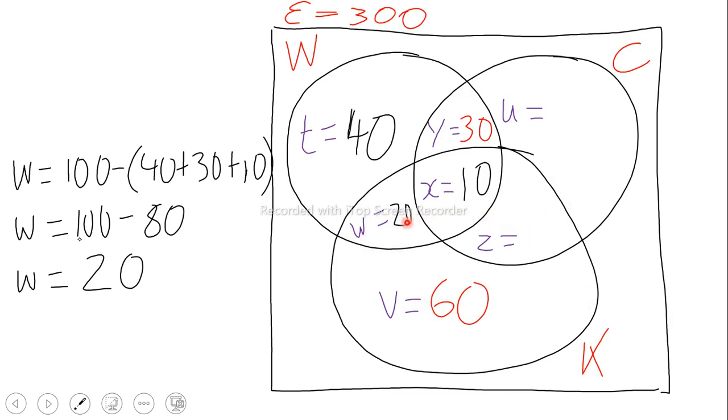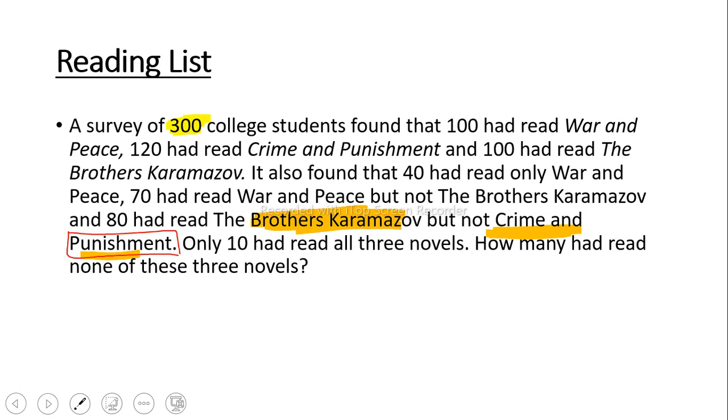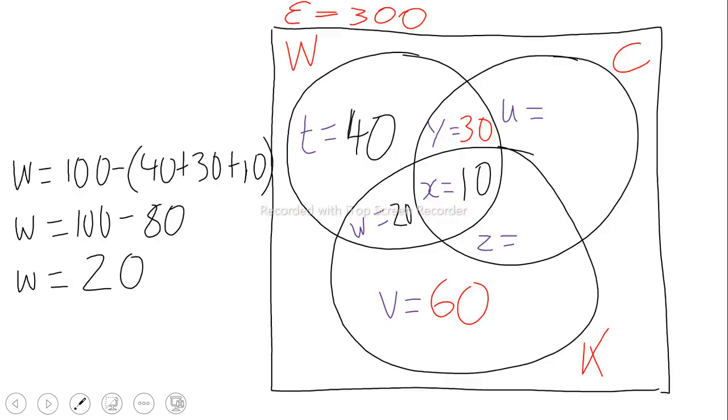So that's good. We want W and V to be equal to 80, because they said here they read the brothers, but not Crime and Punishment. W and V are going to be the people who read the brothers but not Crime and Punishment. We already know that W is 20, so 80 minus 20 is going to give us 60.